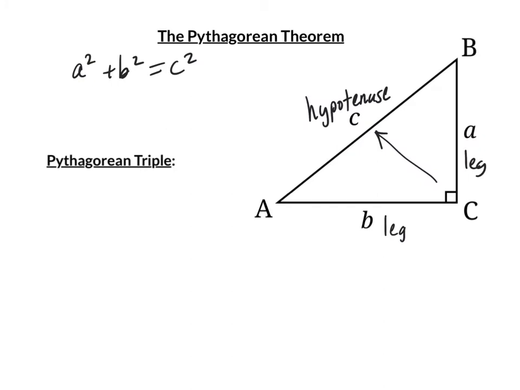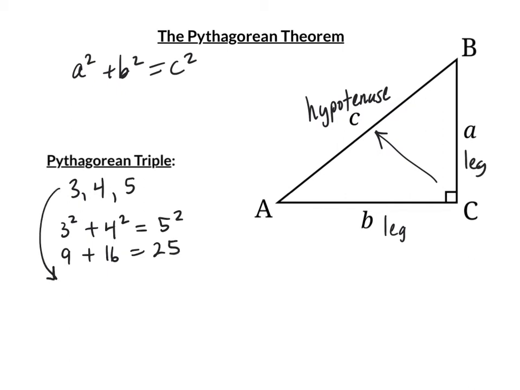Any triple of whole numbers that works in the Pythagorean theorem is called a Pythagorean triple. The first and most common one is the 3, 4, 5. Notice that 3 squared plus 4 squared equals 5 squared because 9 plus 16 is equal to 25. Any triangles with the same ratio also make a triple. So if I double them all, a 6, 8, 10, that's also a Pythagorean triple because 6 squared plus 8 squared will equal 10 squared.